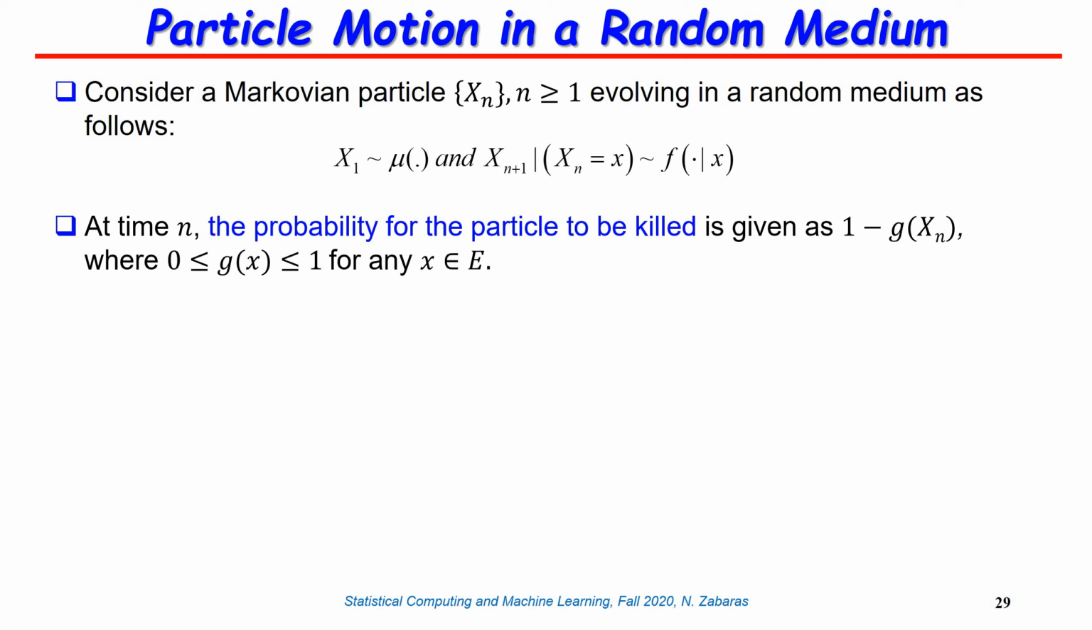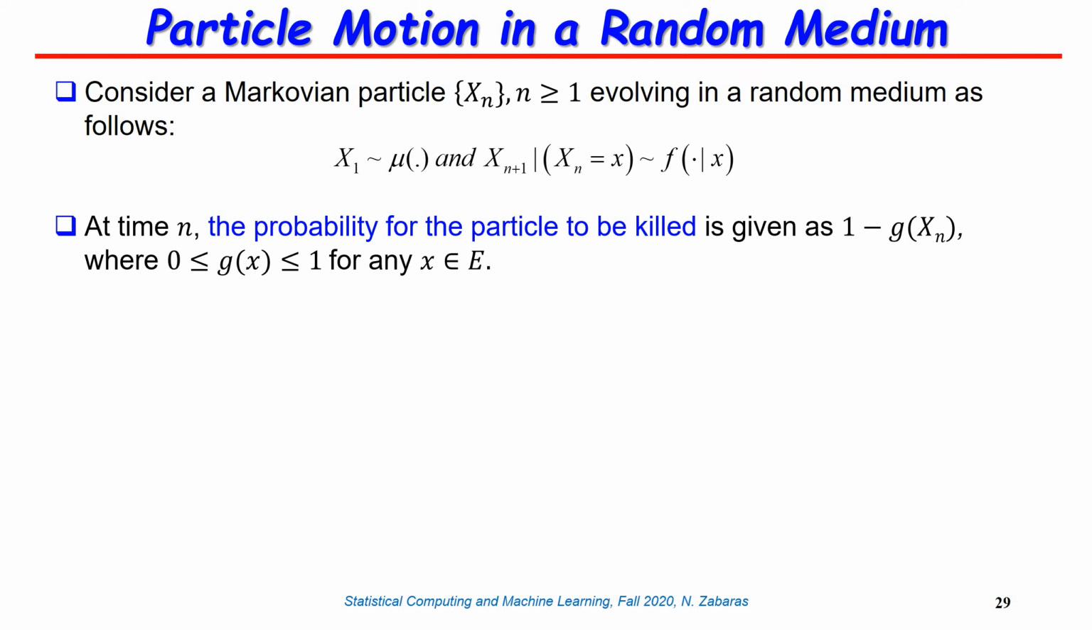Let me interpret G. You remember G was our observation model at each time. So let me interpret G as follows. I'm going to consider that I have a particle that moves from one state to another, and I'm going to define the probability that this particle is killed at time n as 1 minus g of xn. So if the particle is at time n in the state xn, the probability for this particle to be killed is 1 minus g of xn. So obviously g of xn is the probability that this particle will survive at time n.